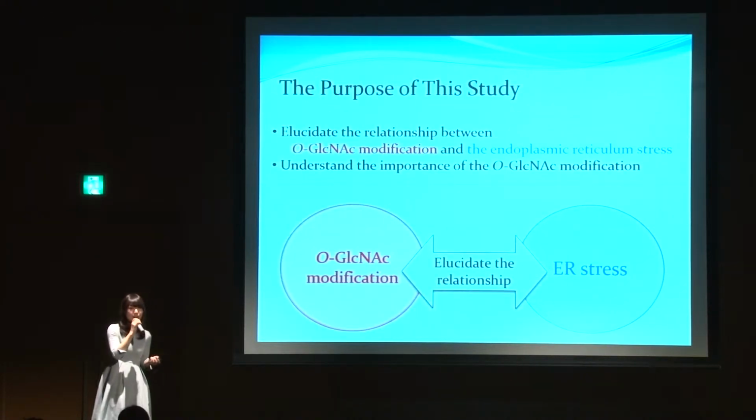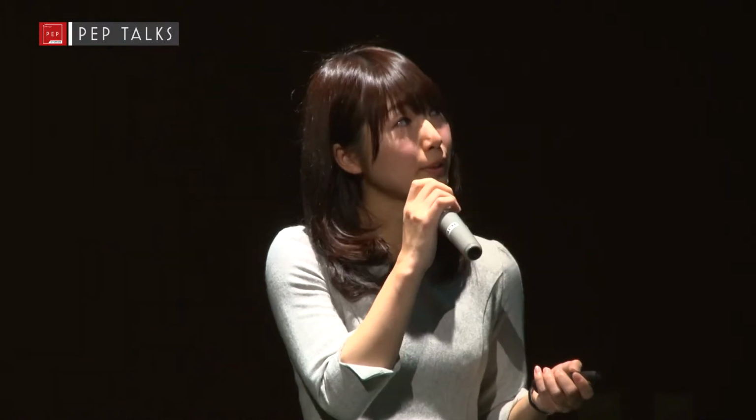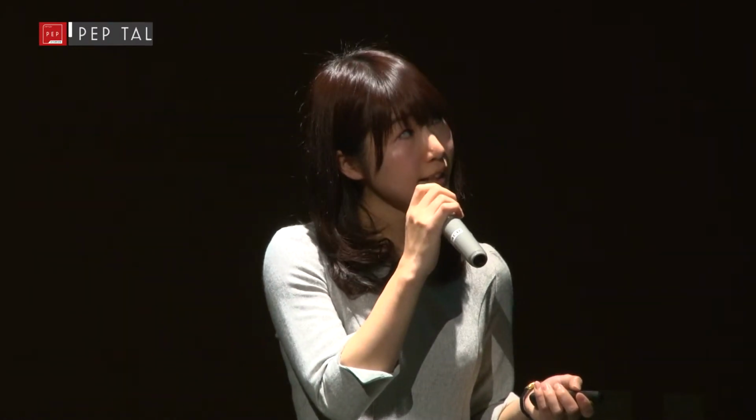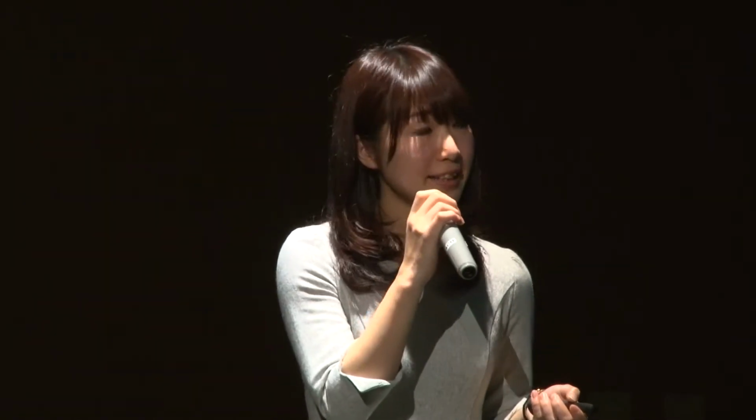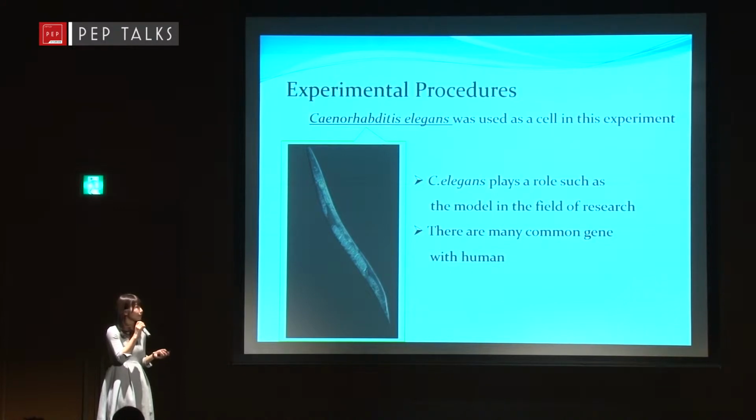In this study, I tried to elucidate the relationship between O-GlcNAc modification and endoplasmic reticulum stress, and understand the importance of the O-GlcNAc modification. My study uses Caenorhabditis elegans, called C. elegans for short. C. elegans is easy to observe its body, and its genome looks like humans. So this C. elegans is often used for research.